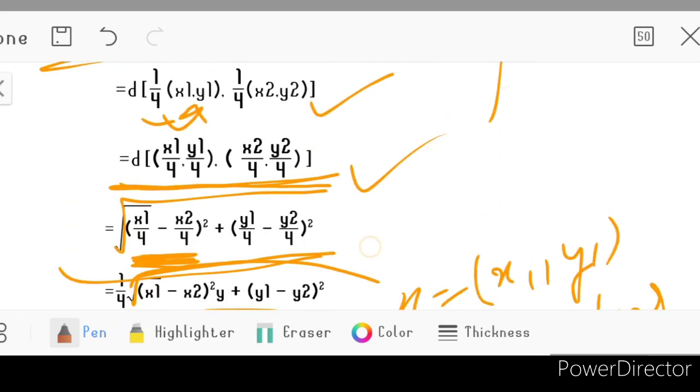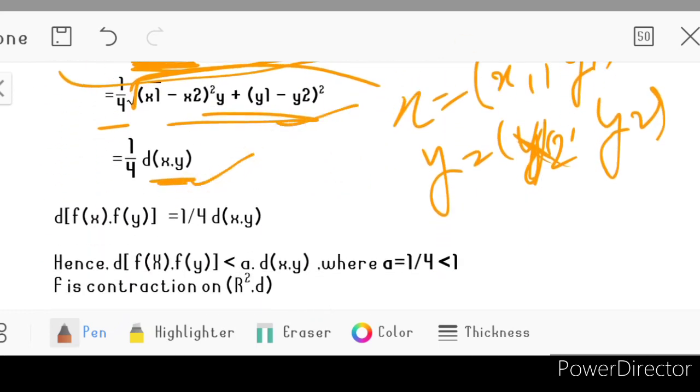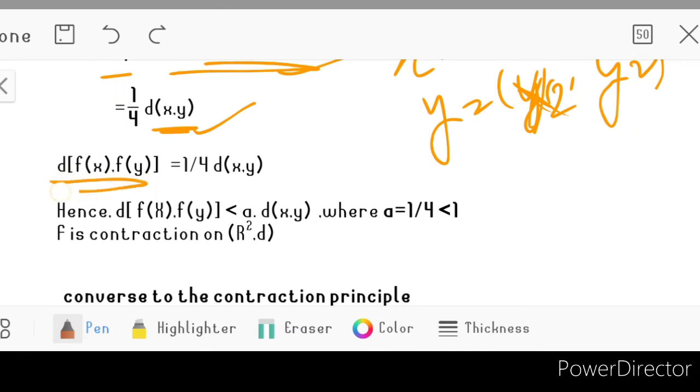Yeah, correct. So we can replace this by this. Okay, our left hand side was the distance between images. So now this is equal to 1/4 d(x,y).